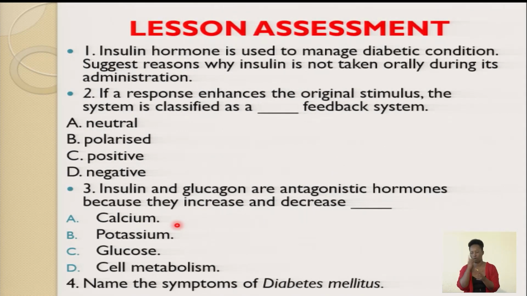and having medical checkups. So we have a number of assignments. Number one: insulin hormone is used to manage diabetes; suggest the reason why insulin is not taken orally. Number two: if a response enhances the original stimulus, the system is classified as a dash feedback mechanism: neutral, polarized, positive, or negative. Number three: insulin and glucagon are antagonistic hormones because they increase and decrease dash: potassium, glucose, or cell metabolism. The last one is to name the symptoms of diabetes mellitus.